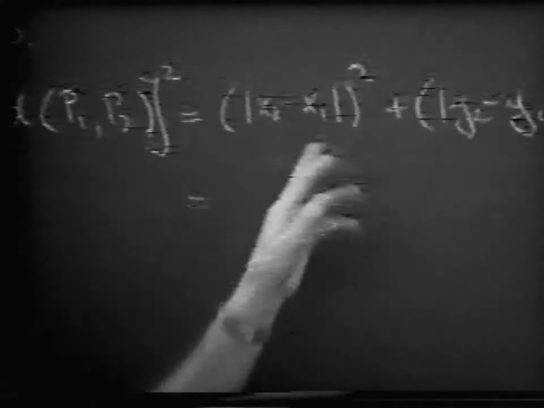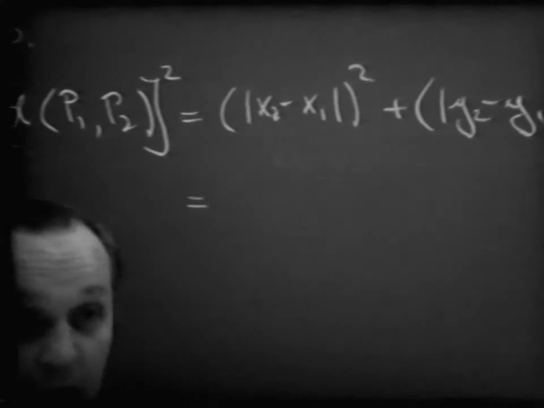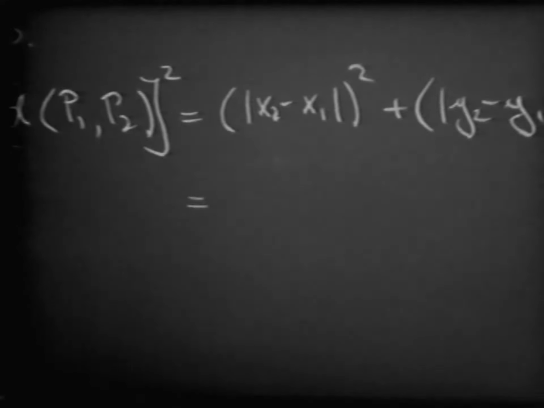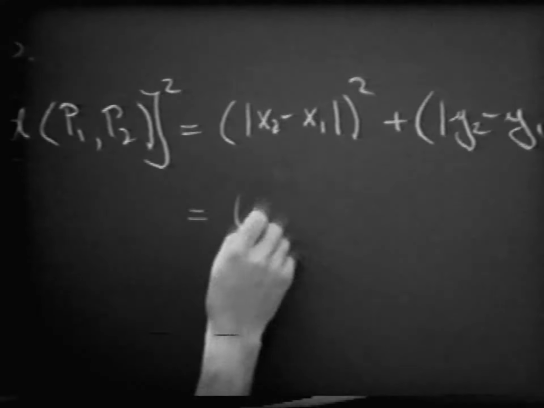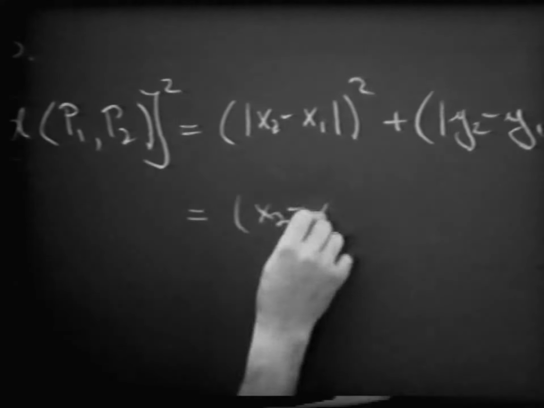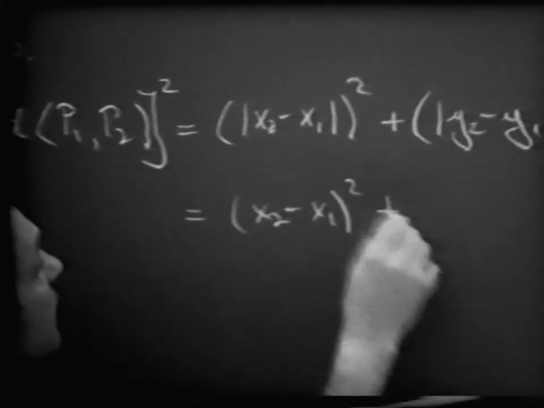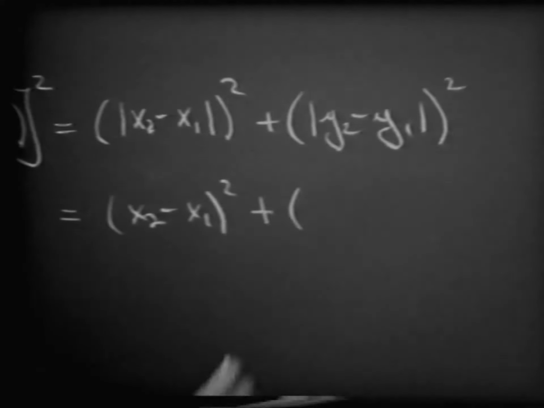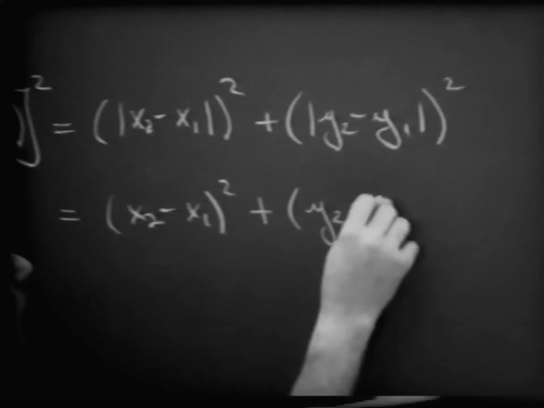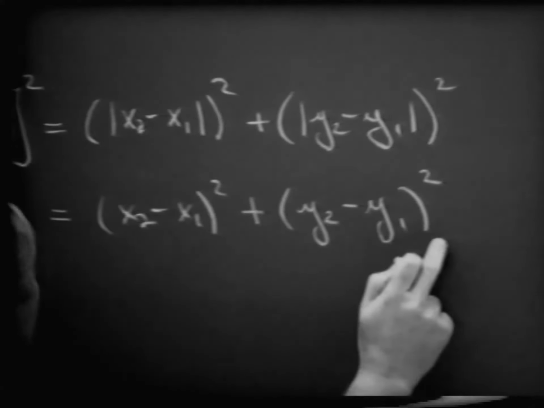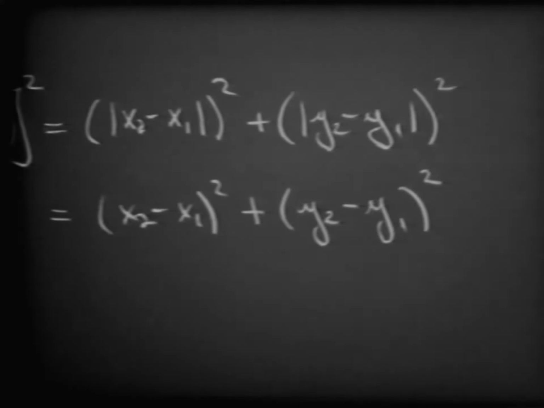It's always positive. So what then may we say about this statement? May we simply eliminate the absolute value symbols and write this simply as what? Here we have x sub 2 minus x sub 1, the quantity squared, plus y sub 2 minus y sub 1, the quantity squared. Now, this then is the distance between these 2 points all squared.